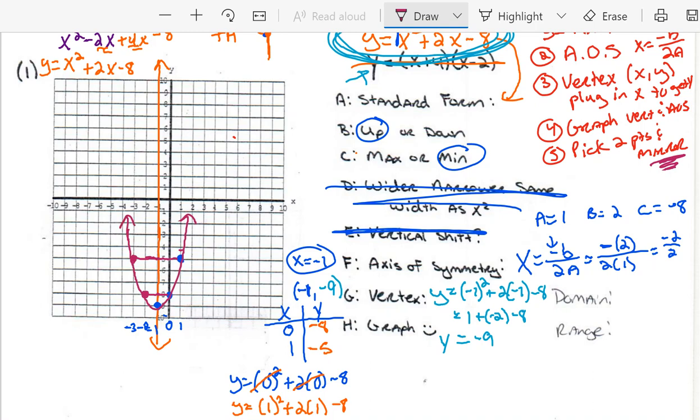Okay. And that is that. Again, that should help you out with a couple of the graphs for the homework.